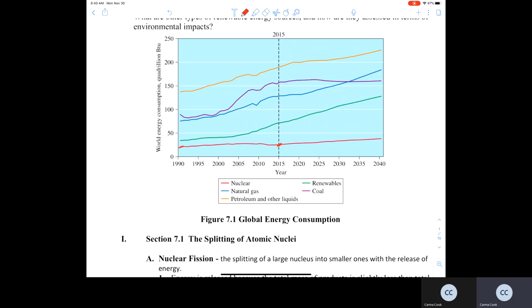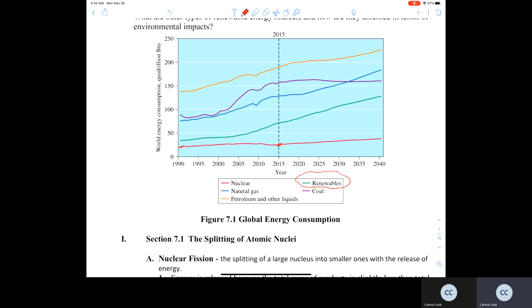So it's projected that there will be a slight increase in the amount of energy consumed by nuclear sources, but not a big increase. What we see some big projected increases in is the renewables, the green graph. So it's projected that between 2015 and 2040, the increase will be almost twofold of renewable energy uses.